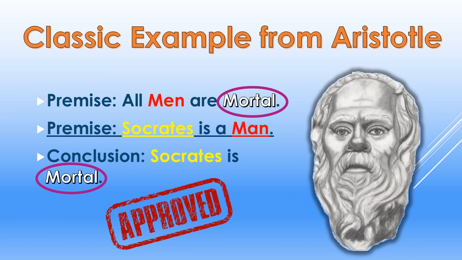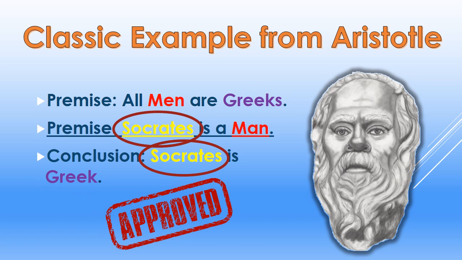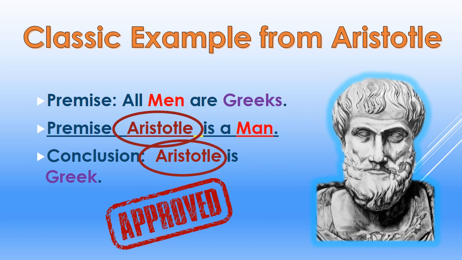So take a look at the example from Aristotle. It doesn't matter that we're talking about men being mortal. We could just as well have talked about men being Greeks. If all men are Greeks and Socrates is a man, Socrates would have to be Greek. Again, it's not the semantics of mortality or Greekhood, it's the shape of the argument that's doing the work. The same thing holds for Socrates. It's not a matter of Socrates. We could have talked about Aristotle. If all men are Greeks and Aristotle is a man, Aristotle's a Greek.